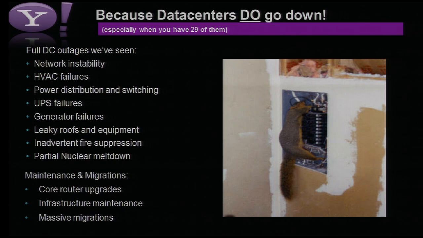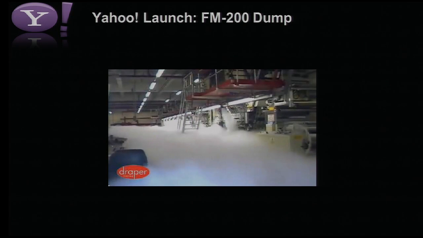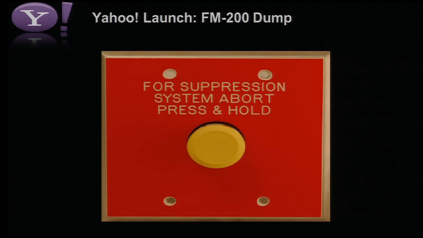And the usual stuff, maintenance and migration, affects you as well. So let's go over some real-world examples. Some of these are Yahoo, some are not. Starting with fake fires. Yahoo launch, FM200 dump. Does everybody know what this is? Our guys did not.